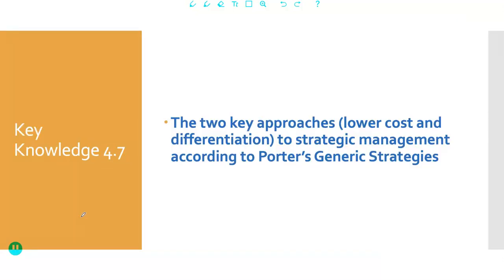In this video, I hope that you get an understanding of what Porter's generic strategies are, and in particular understand that there are two key approaches, lower cost and differentiation, that a business can take proactively to achieve a competitive advantage. And we're going to need to understand what we mean by lower cost or differentiation and what this means as strategies in terms of advantages and disadvantages.